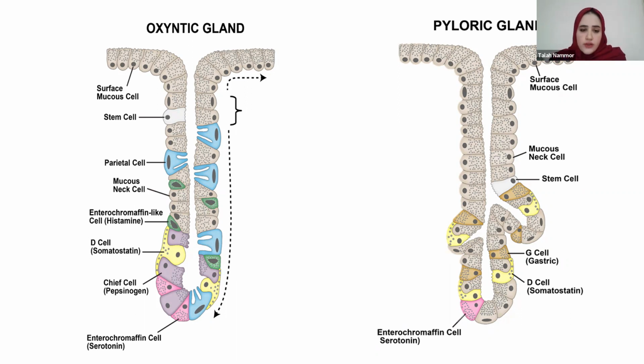Now moving on, the D cell. The D cell is not specific to the oxyntic gland. It's found as well in the pyloric gland, and it releases a very important hormone, which is somatostatin. Somatostatin is very important because it is the only inhibitory hormone in those cells.